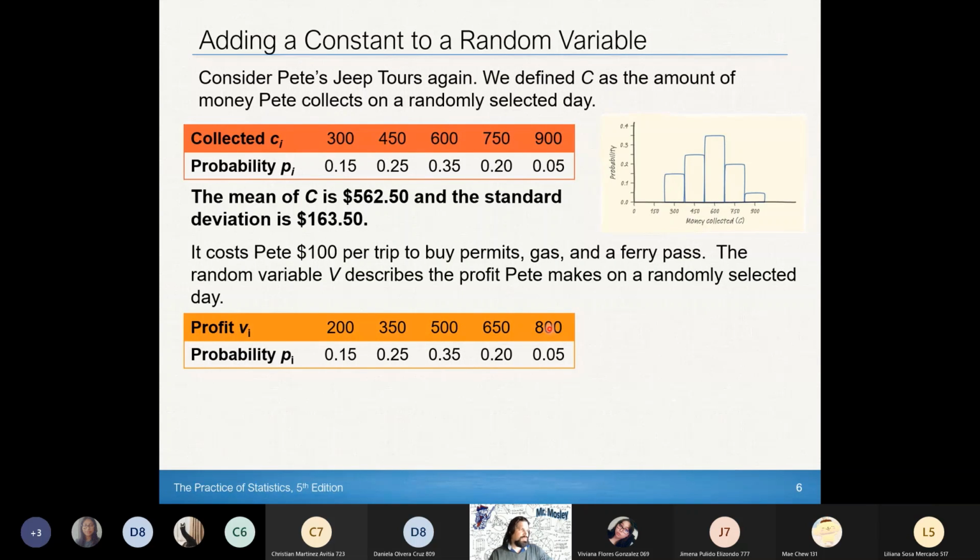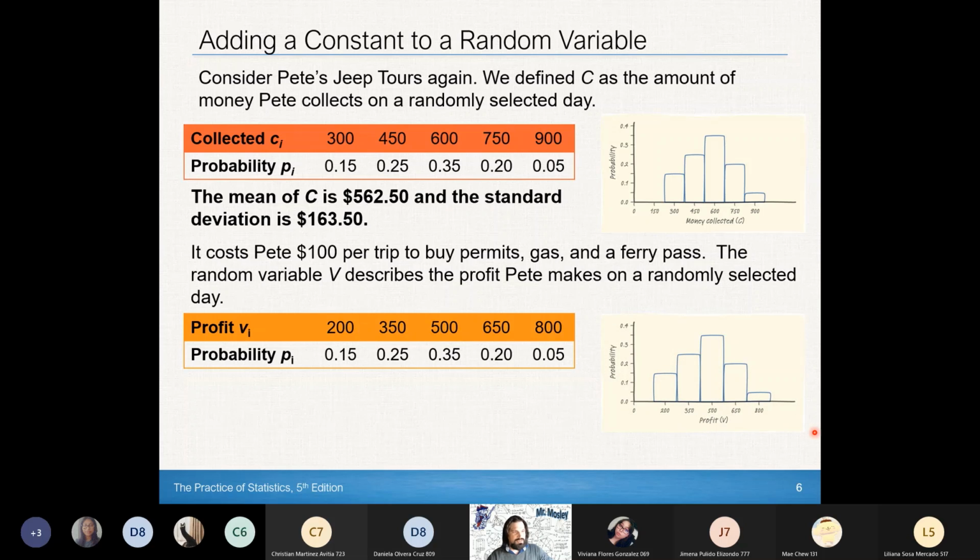And again, these are all essentially measures of location. We just subtract the $100 from each of the previous values, 300, 450, 600, 750, 900. We get these ones, all right? And probabilities transfer over again. They're not changing, it's the same. If I had 2 passengers, I collected $150, I spent $100, I made $200, right? Probability still carries.